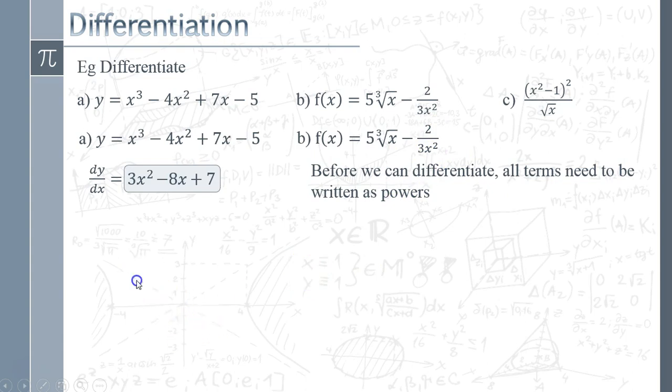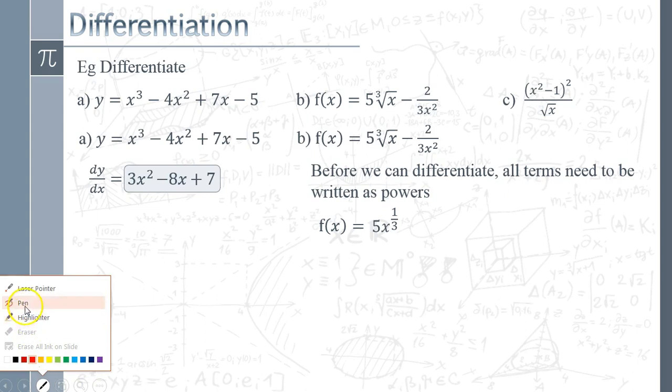So here we go. First thing I'm going to do is just rewrite that function, and hopefully we know that cube root is the same as power third. So that one's going to get written as 5x to the power of third. And then if we have a look at this one here, we've got to be really careful here. These are the ones where students tend to make most mistakes.